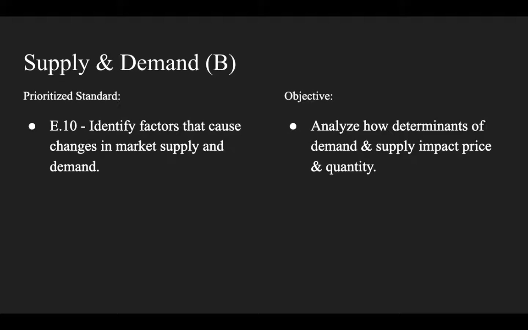All right, this concludes the Supply and Demand Section B lecture. Our prioritized standard is Economic Standard 10. And objectively, now you can analyze how determinants of demand and supply impact price and quantity.